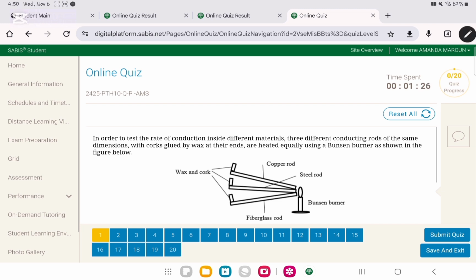In order to test the rate of conduction inside different materials, 3 different conducting rods of the same dimensions with corks glued by wax at their ends are heated equally using a Bunsen burner as shown in the figure below. So before we start, I would like to talk about the 3 types of heating we have. We have conduction.